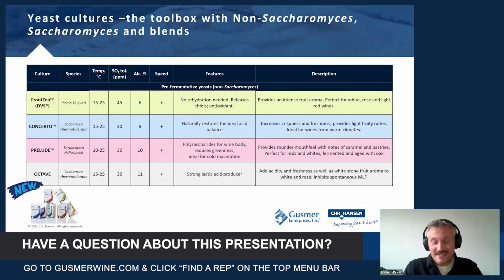And here I come to basically a summary of what I just discussed, where we put together some of the parameters of use of these non-Saccharomyces in pure cultures. So the temperature, the sulfite tolerance, crush, the maximal amount of ethanol that can subsist, some of the features and description, but there is a lot of material, a lot of description on these products if you go on the Christian Hansen or Gusmer website. Again, FrootZen is the product that comes as a frozen block.